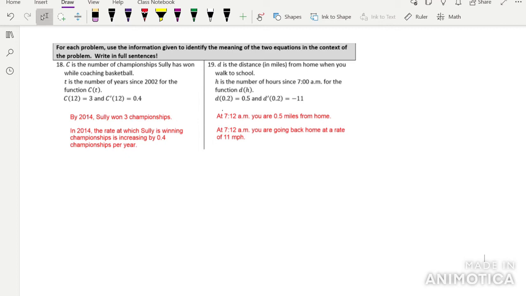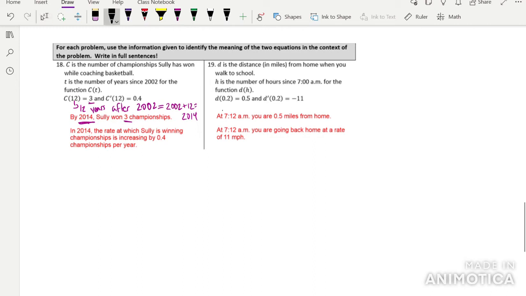And then it tells us at C of 12, so 12 years since 2002, so this 12 here refers to 12 years after 2002. So I'm going to just quickly do 2002 plus 12, so I get 2014. So this is how they get that 2014, and then the value 3 represents 3 championships.